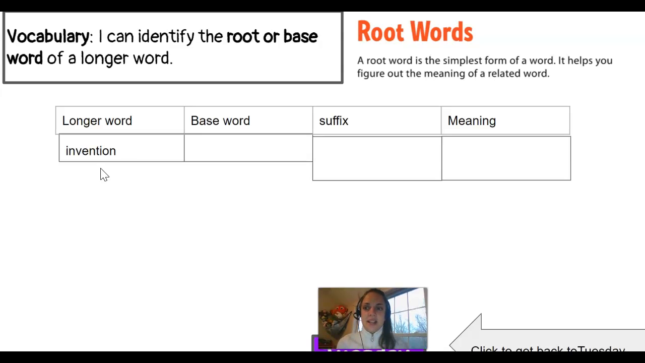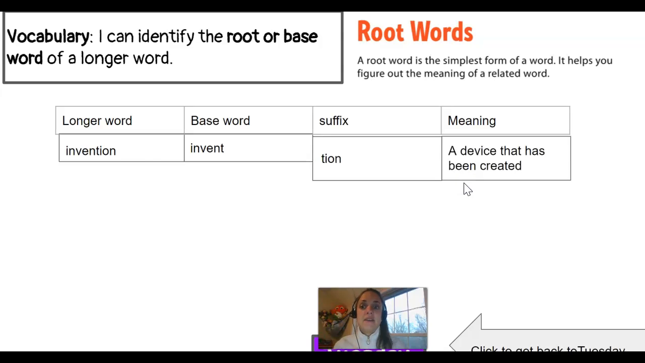Invention, if I look inside of this word, I see the word invent. And that is related to the word invention. So my base word, which is also called a root word, is invent. So that means the suffix that comes at the end of the word that changes its meaning is shun.